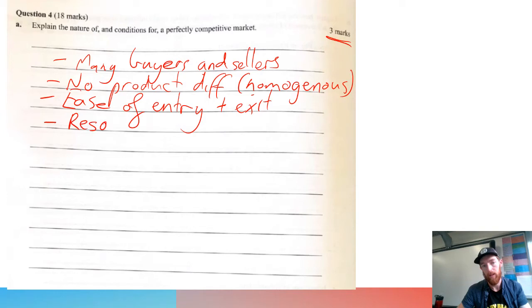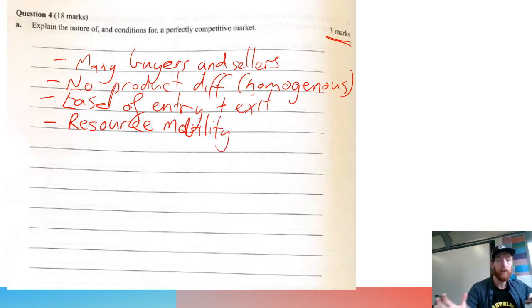So resources are mobile. And hopefully with each of these points, you would have explained it in a little bit of detail. So you would have talked about with resource mobility, producers are able to shift their resource allocation into whatever is currently popular. Kind of lines up with the ease of entry and exit. Like competitors can come into the market very quickly if they wish to, but they can also exit with no real barriers to entry. No product differentiation, homogeneous products, therefore there is no brand differentiation. Many buyers and sellers, which means that sellers tend to be price takers and just have to accept whatever price consumers are giving to them.